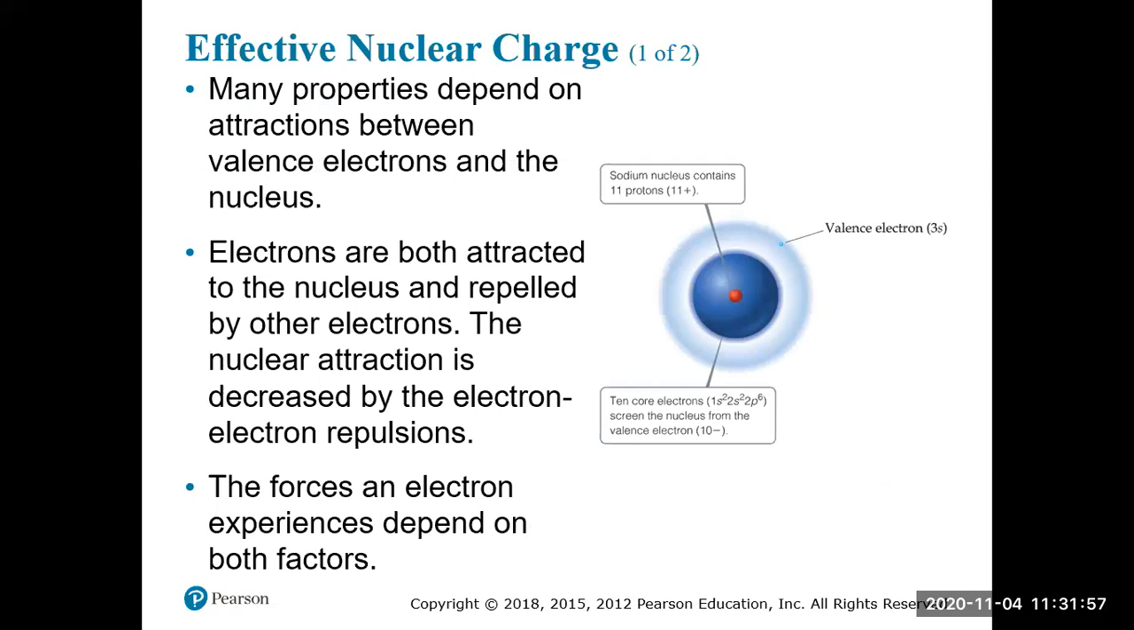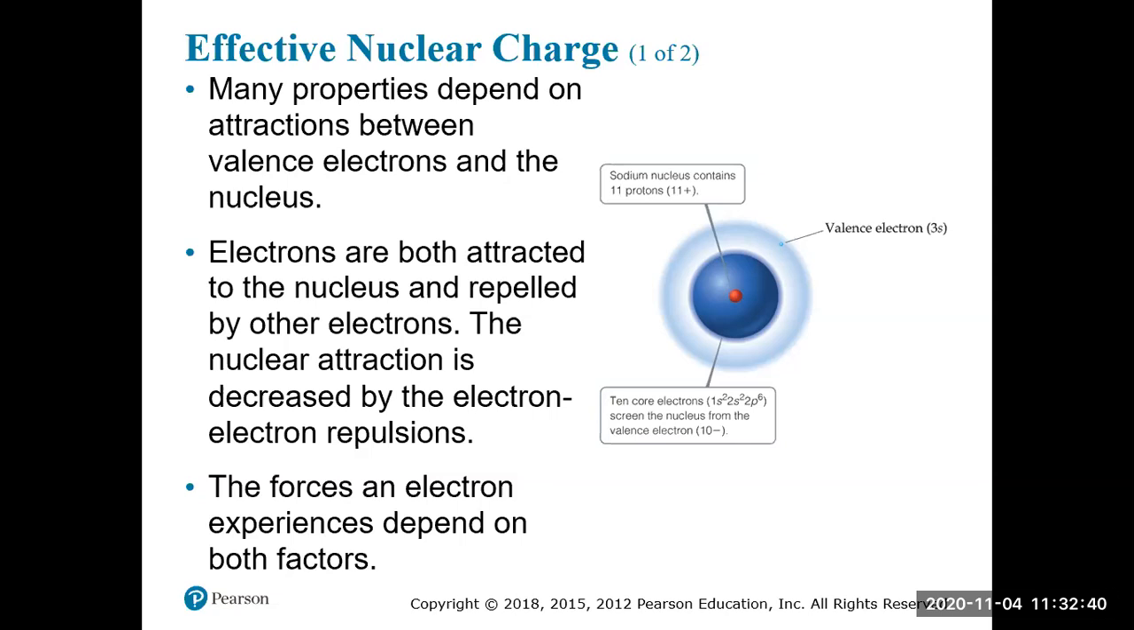So what you'll see is that a lot of the properties depend on attractions between the valence electrons and the nucleus. Remember when we talked about the atom, we talked about how there's that nucleus in the middle, and that's where the protons are. And hopefully remember that the protons are positively charged. Then you have the core shell of electrons around it. When we were doing our electron configurations, we often represented that by that noble gas symbol and said those were the core electrons. And then the electrons that were past that noble gas, those were the valence electrons.